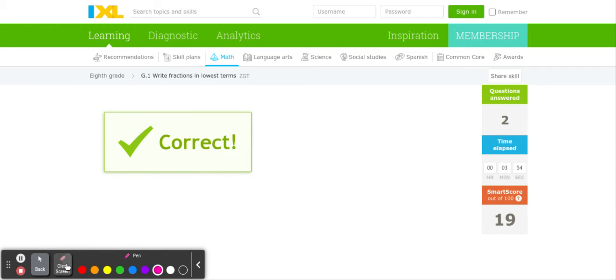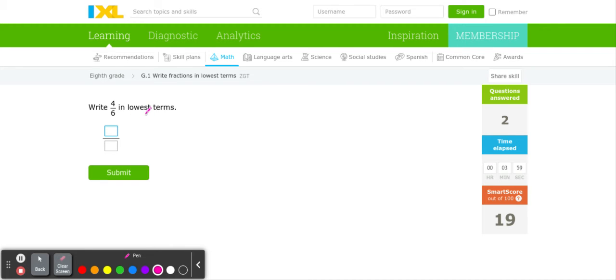Let's try one more. Write 4/6 in lowest terms. This time we can just write it as fractions. And as you get practice and do this very commonly, you won't always have to write it down, and you can just say, oh, it equals this. So we know that 2 is a common factor of both of the numbers present. So we can do 4 divided by 2 and 6 divided by 2.